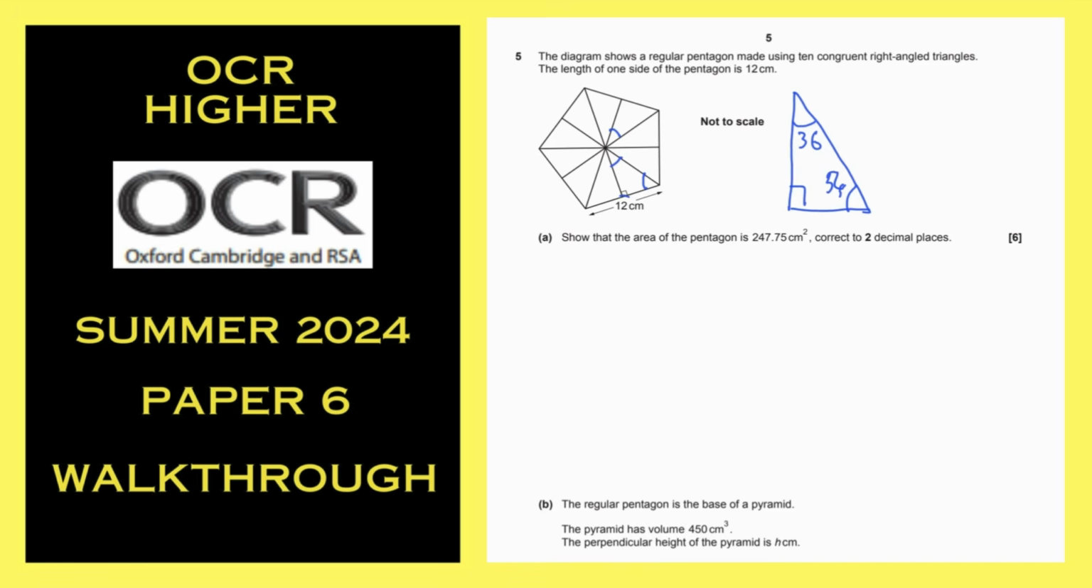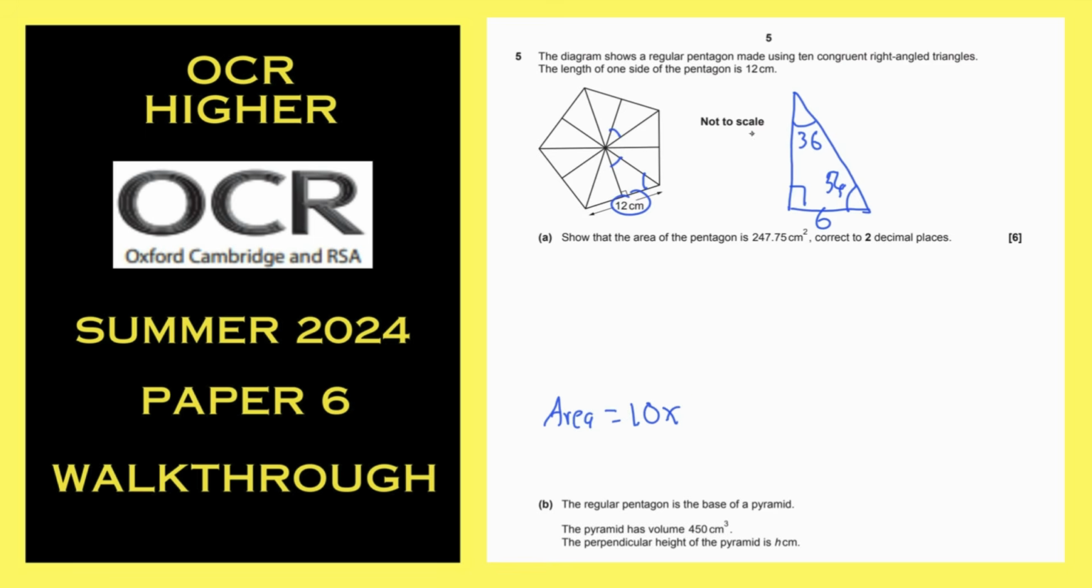But one thing we also know is the base is 6. Logic, how do you find the area of a triangle like this? Half base times height. We're going to need to do the area of the whole. There's 10 of them.